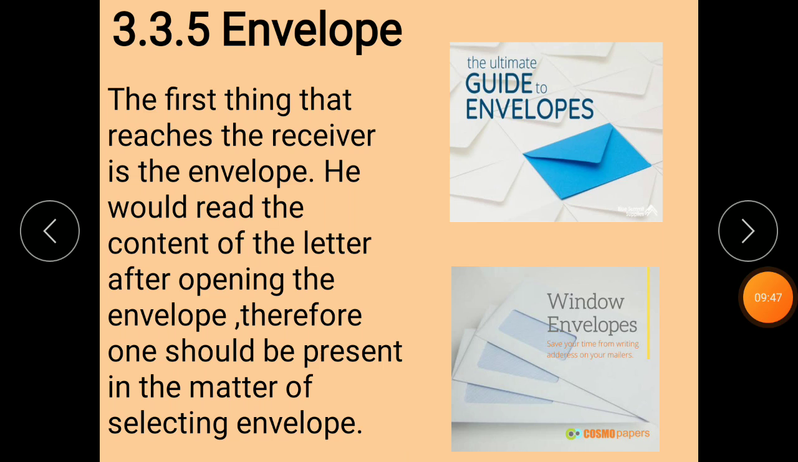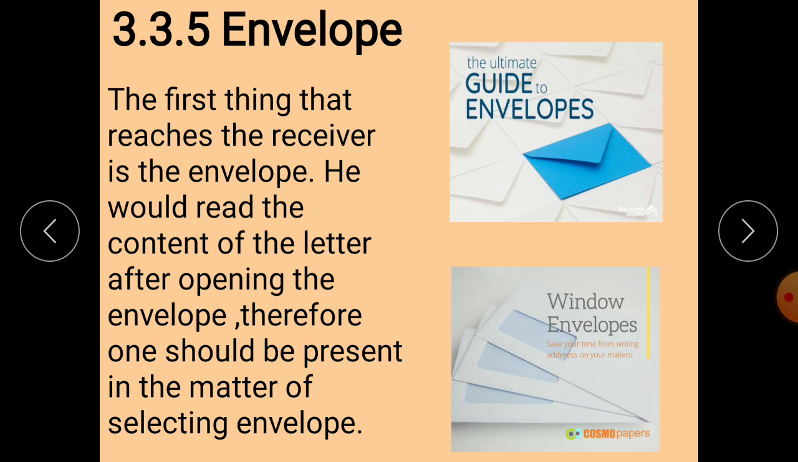Fifth, envelope. The first thing that reaches the receiver is the envelope. He would read the content of the letter after opening the envelope. Therefore, one should be careful in the matter of selecting an envelope. Many times with the letter, several papers are enclosed. In such cases, using an envelope of small size is not proper. Generally, a rectangle and vertical envelope is used for business letters. The paper of the envelope should match with the higher quality paper and shade of paper used for letter writing. This gives an attractive look.